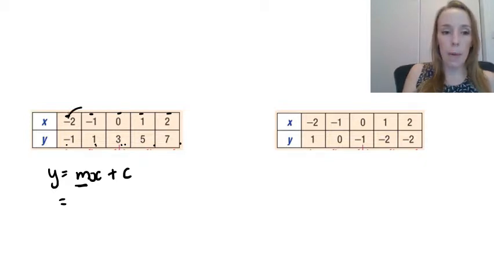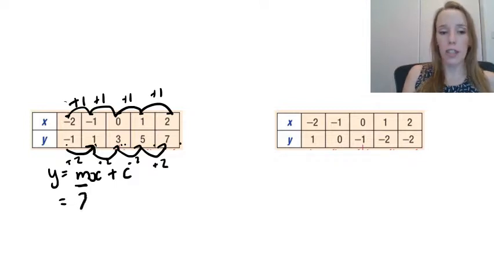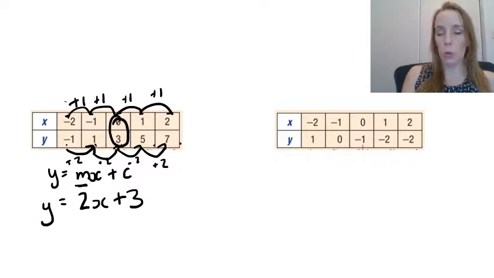So x goes up by 1, plus 1, plus 1, plus 1. What's happening to y? To get here, y is going up by 2. You can see it's an increase of plus 2 each time. We're adding 2 on to get to our y. So we know m is 2, because that's the change in y as x increases. So mx plus c, and c is our constant, the value of y when x equals 0. So when x equals 0, what does y equal? It equals 3. So that would be our rule for this: y equals 2x plus 3.